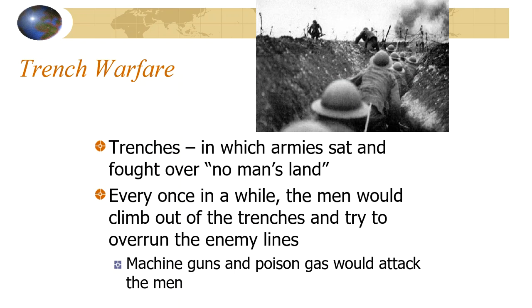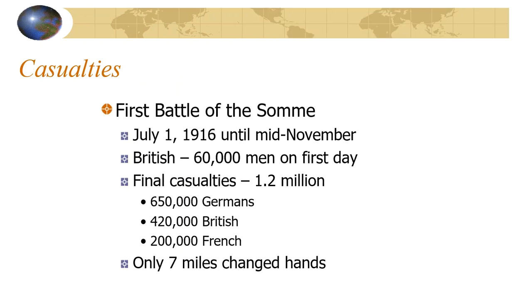Machine gun and poisonous gas would attack the men. And so most men will end up dying in no man's land. When we look at the casualties because of this, one example is the First Battle of Somme, July 1st, 1916 until mid-November. The British are going to lose 60,000 men on the first day. Final casualties were 1.2 million.